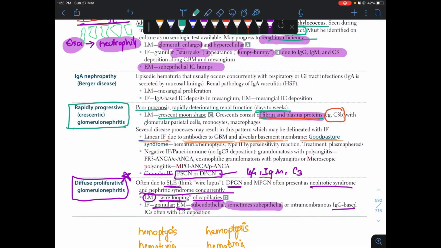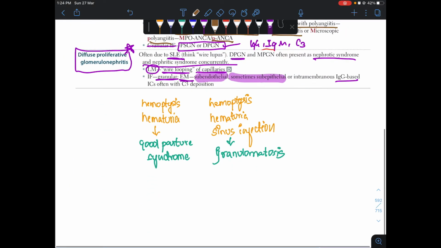Next, if the immunofluorescence is negative, it is also called pauci-immune. There will be no deposition of immunoglobulin or C3. It is seen in granulomatosis with polyangiitis. Here we can find the C ANCA or PR3 ANCA. And if there is eosinophilic granulomatosis with polyangiitis or microscopic polyangiitis, we find the P ANCA or MPO ANCA.